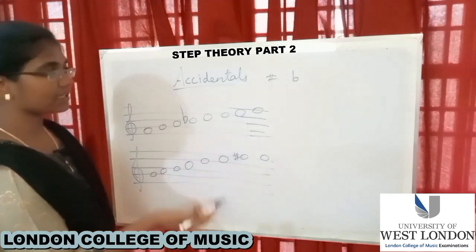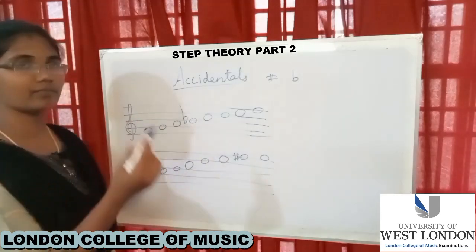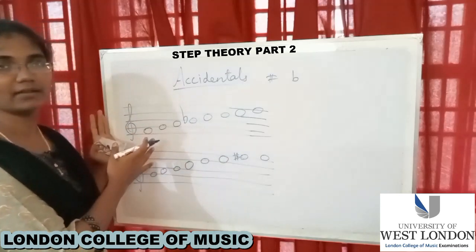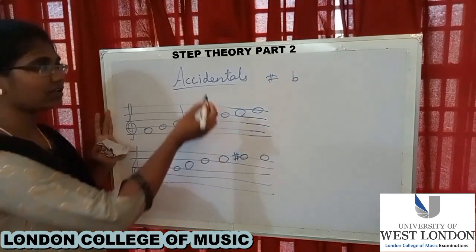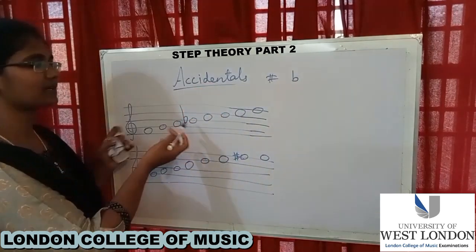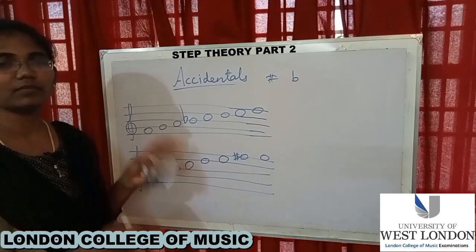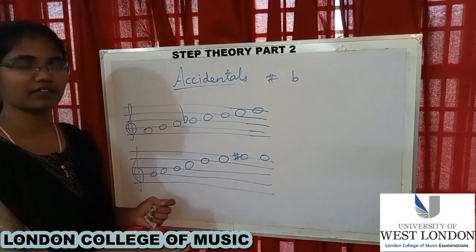In a key signature, the sharp and flat will be placed at the beginning of the scale, at the beginning of the line. If it is mentioned as an accidental, we can use that sharp or flat in between the song, in between the scale. Are you all clear?